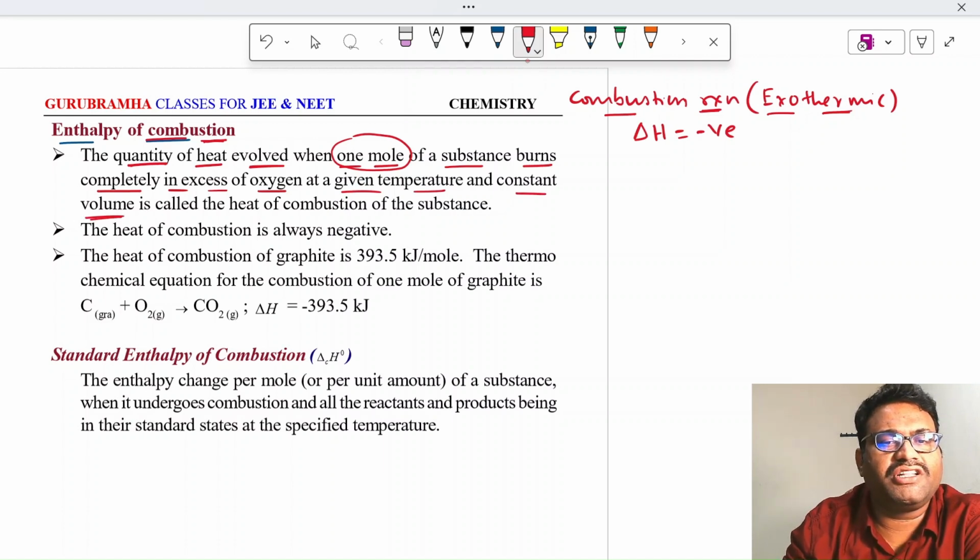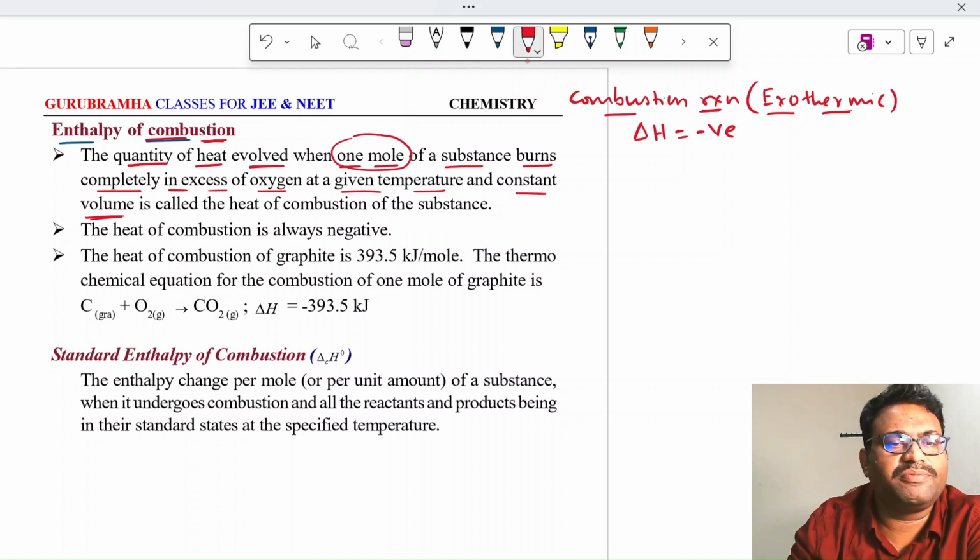Why are we mentioning that it is at constant volume? Generally enthalpy of combustion is calculated in a calorimeter, bomb calorimeter. In bomb calorimeter, volume is constant. First of all, we will calculate the enthalpy at constant volume. Later, we convert into constant pressure. That is the reason why it is mentioned here it has constant volume, and that is called as heat of combustion.